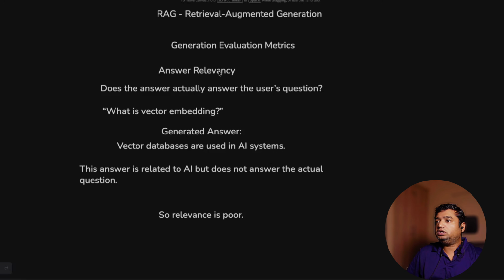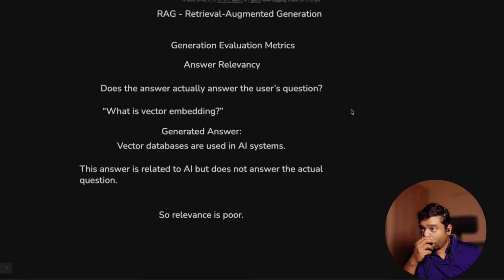Now the other metric is answer relevancy. Faithfulness was one metric for a RAG system, and in the generation evaluation metrics, answer relevancy is another part. Does the answer actually answer the user question? The answer you have got from the LLM, does it answer your question? In faithfulness, it was nothing about correct or incorrect.